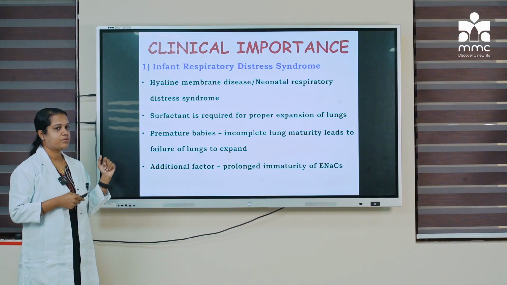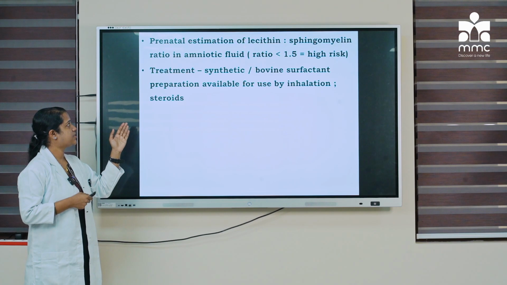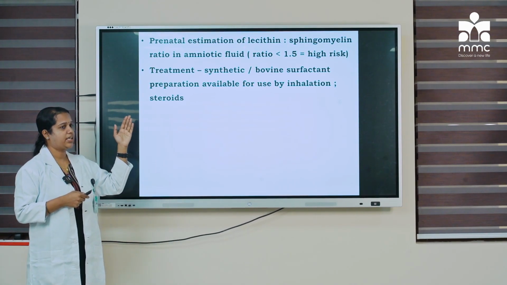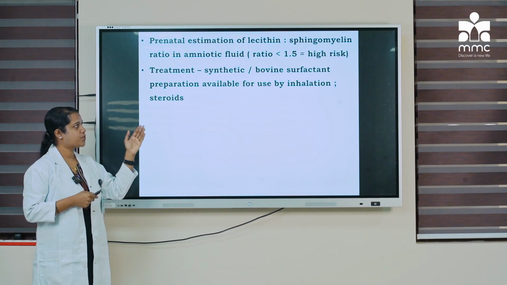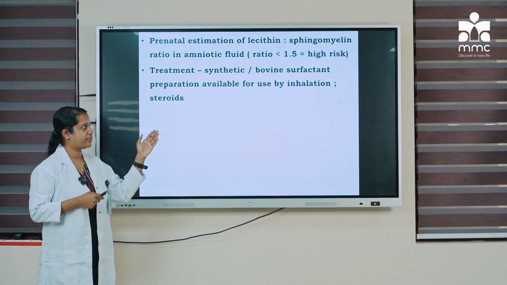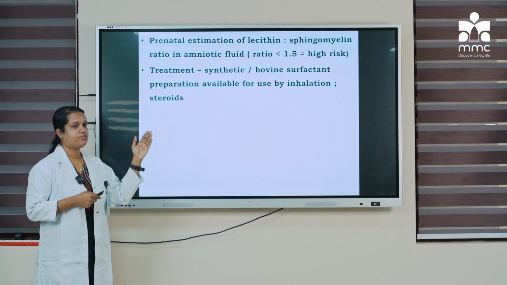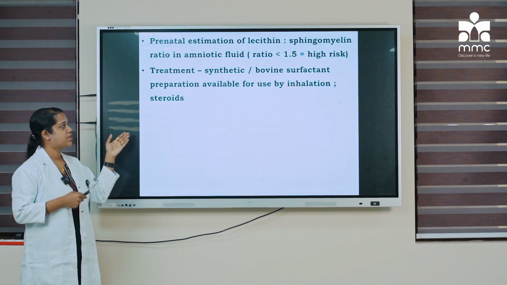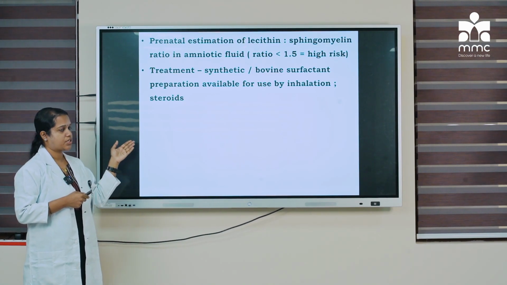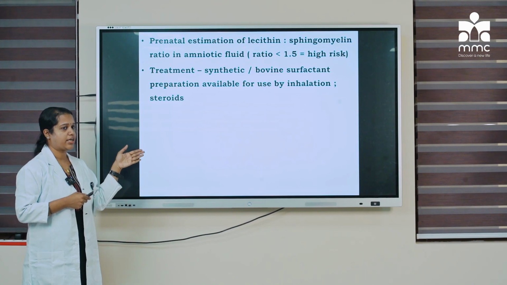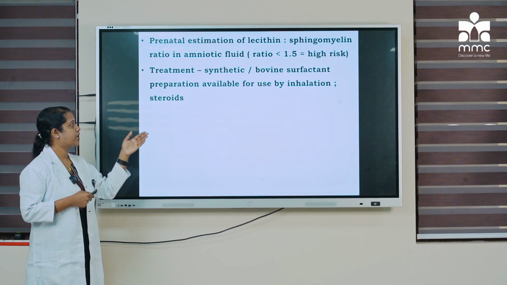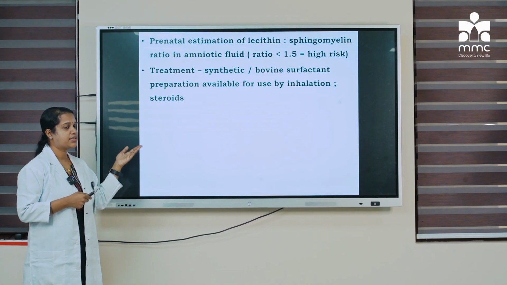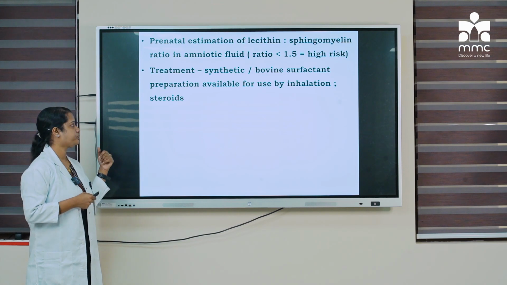Now how can you diagnose this condition? One method is prenatal estimation of the lecithin sphingomyelin ratio in the amniotic fluid. Now suppose if the ratio is less than 1.5, it indicates high risk of developing hyaline membrane disease. Now treatment involves synthetic or bovine surfactant preparations, which are available in the form of inhalation. You can either administer them or you can give glucocorticoids or steroids to the mother. This will promote the surfactant synthesis.